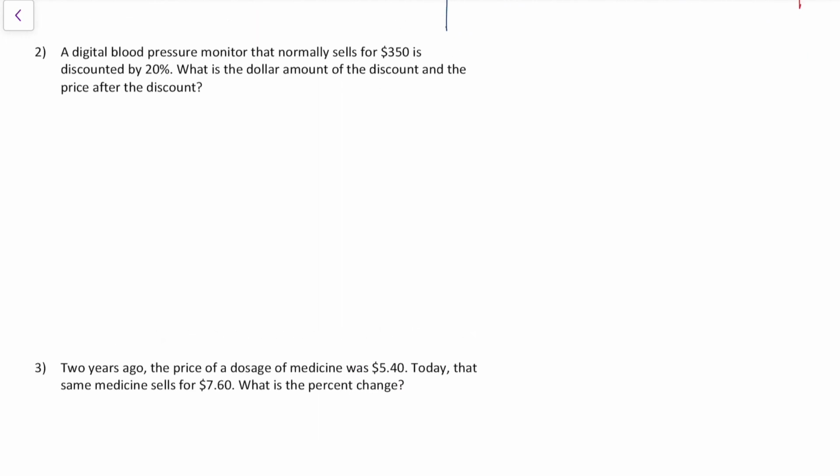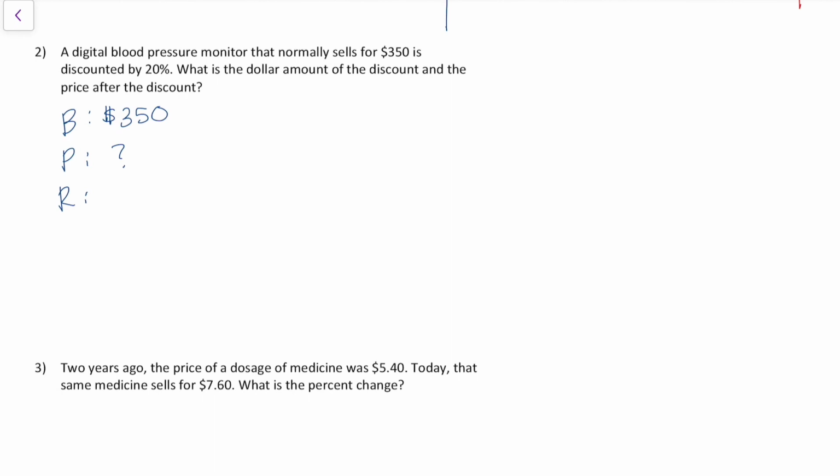We can also do this with decreases. So a digital blood pressure monitor normally sells for $350 and it's discounted by 20%. What is the amount of the discount and the price after the discount? So base, portion, rate. The original price is $350. That is our base. We're looking for a portion. And depending on whether you want to go straight to what the price is after the discount or you want to figure out what the dollar amount of the discount is.